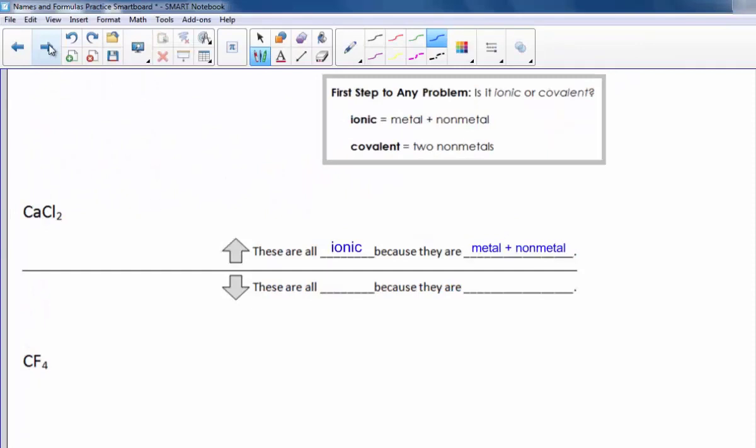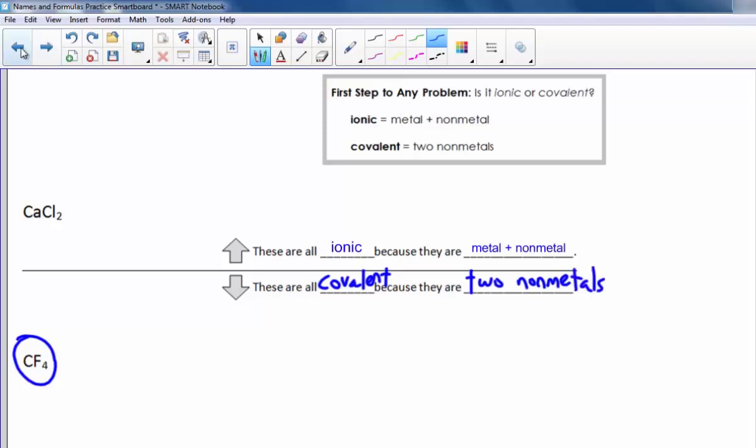Moving on a little bit, we're back to that middle line that we filled out the top part before. Now under the line, we're going to switch the set of rules we're going to use. Looking at CF4 right here, carbon is a nonmetal and fluorine is a nonmetal too. And so that means this is a covalent substance because we have two nonmetals.